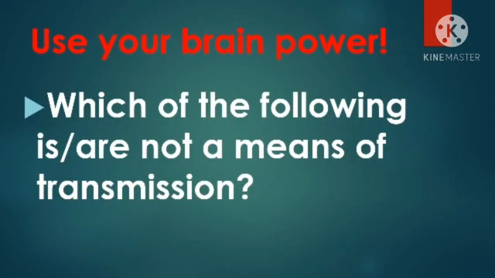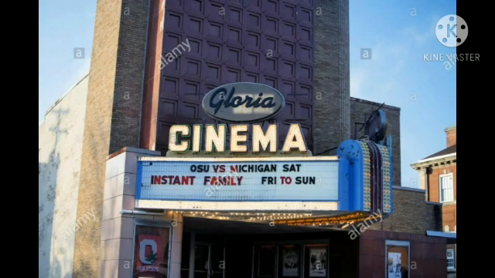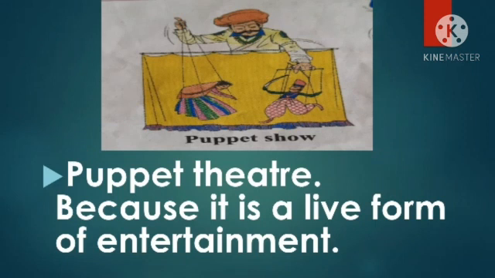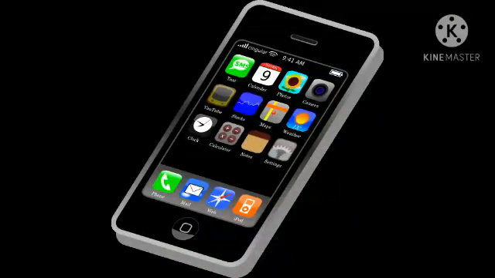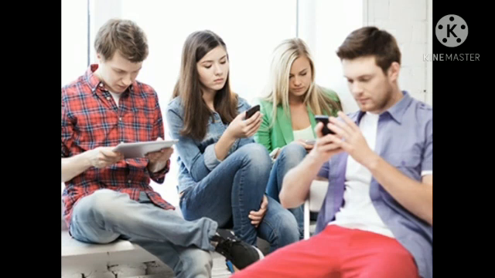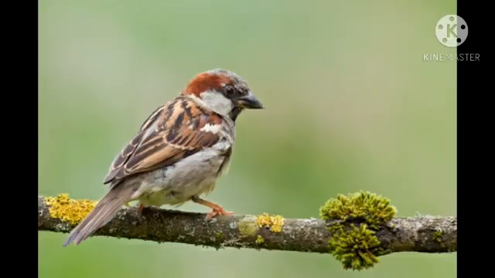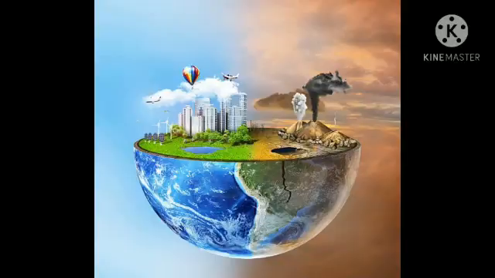Use your brain power. Which of the following is not a means of transmission? A radio, a television, puppet theatre, cinema. Yes, puppet theatre, because it is a live form of entertainment. Do you know? Recently, the use of mobile phones has increased. However, our beloved sparrows are disturbed by the waves coming from mobile phones. That is why sparrows are disappearing from our environment.